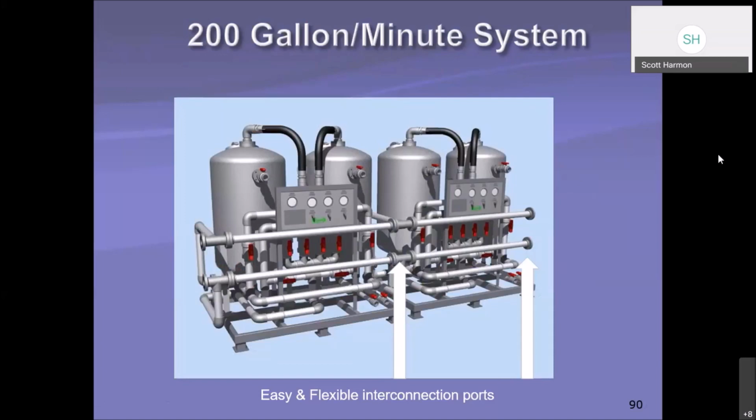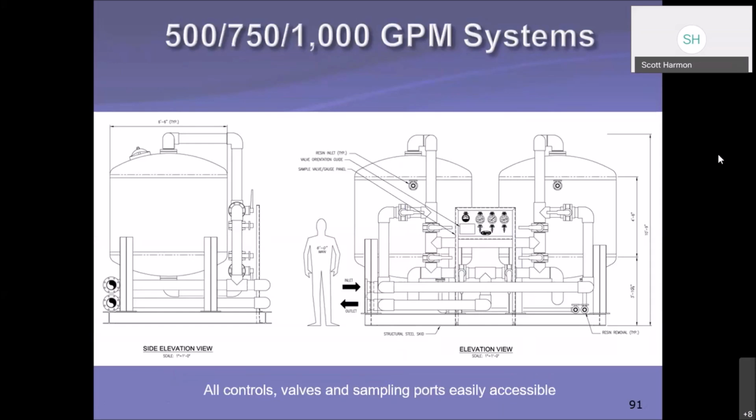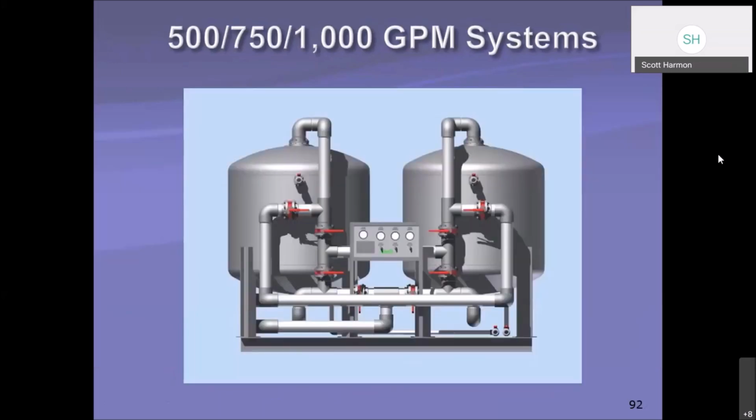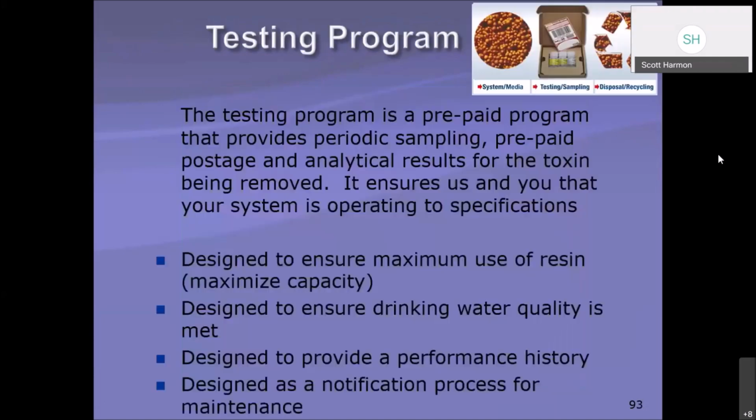Here's the 200 gallon a minute systems. It's just 2 100 gallon systems put together. Elevation picture so you can get an idea of understanding how large the systems would be. And they get larger, 500, 750, and 1,000. So the tankage gets larger.